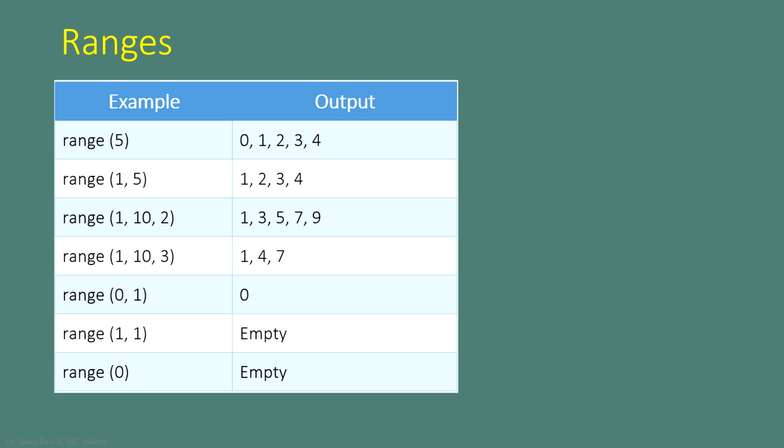And the next example, range 0, 1. Okay. Starting value is 0. So 0 will be generated. And stopping value is 1. It means 1 minus 1, 0. And hence the range method stops generating the values here.